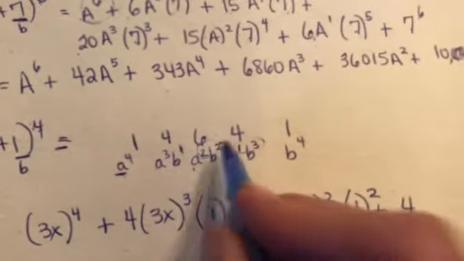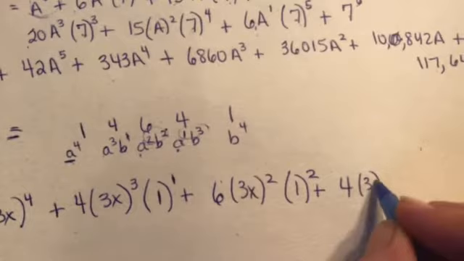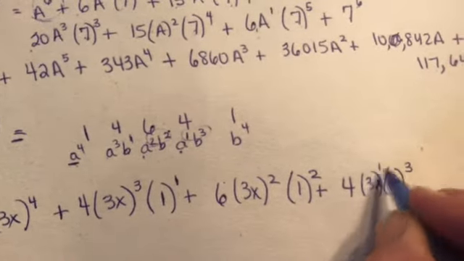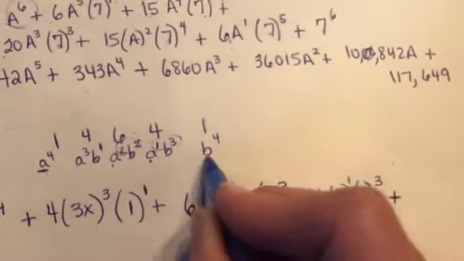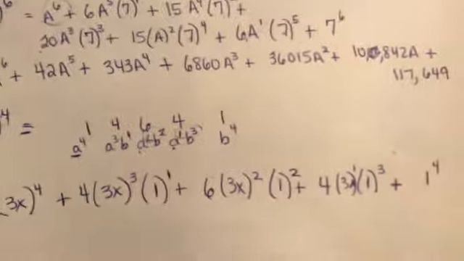So one more. My coefficient is 4. Take the first term, which is 3x. Oops, let me stick my x in there. Times my 1 to the 3rd. And then my last but not least says take the last term to the 4th power. So 1 to the 4th. So that's going to be nice.